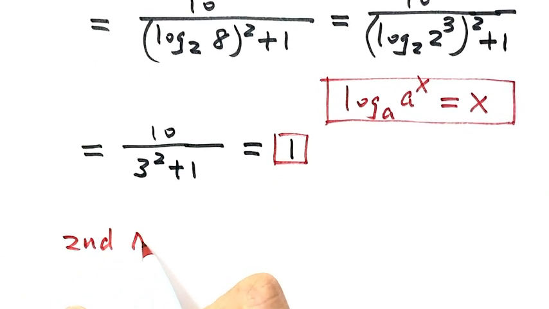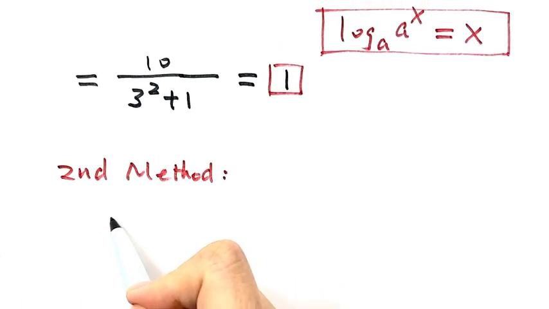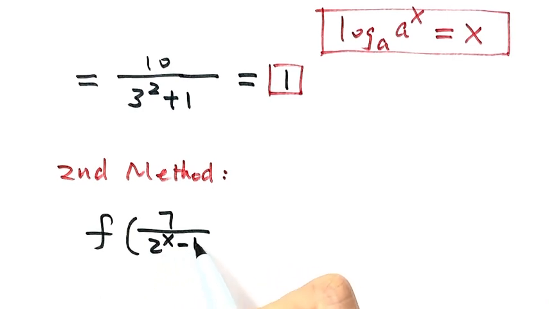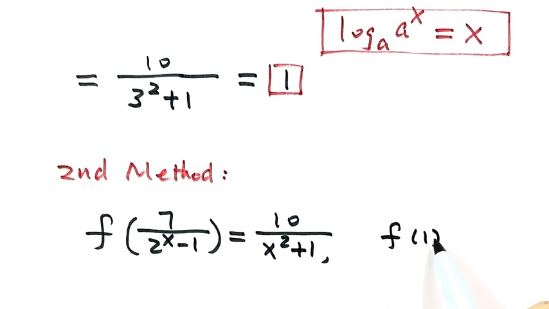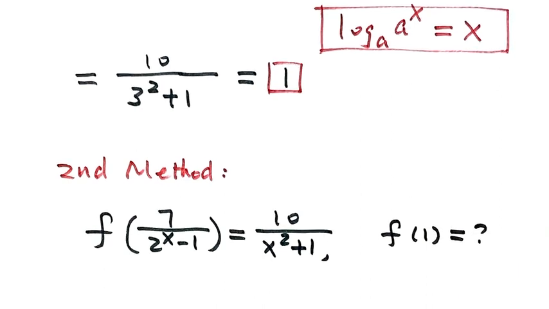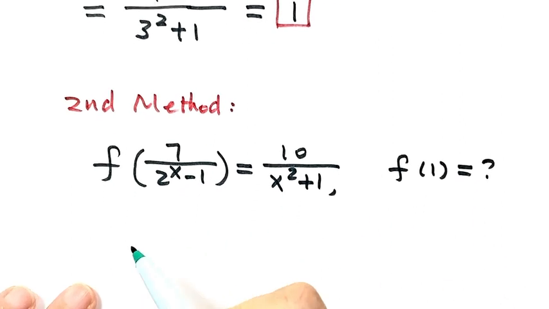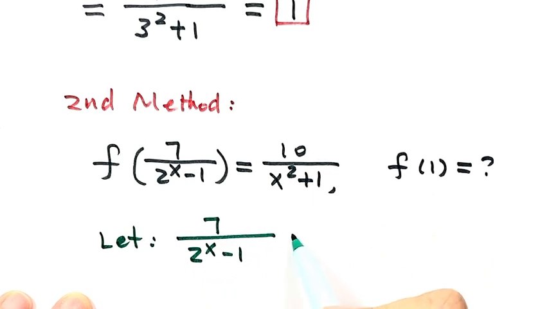Second method is a shortcut. So let's start from the given condition. That's f of 7 over 2 to the power x minus 1 equals 10 over x squared plus 1. Then we are looking for what is f of 1. Then the first step, we're going to let the inside part equal 1. So we can let 7 over 2 to the power x minus 1 equal 1.